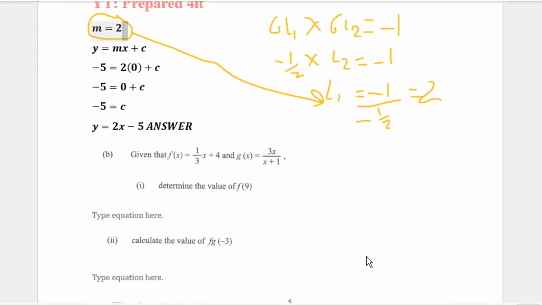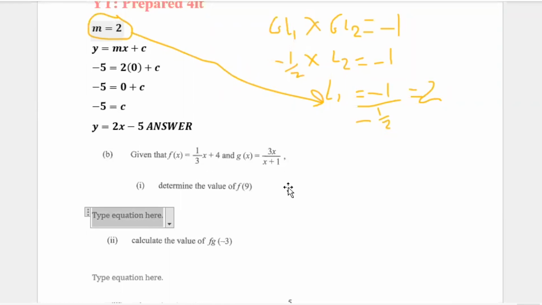And you'll see why, because this says, given that f of x is equal to 1/3 x plus 4 and g of x is equal to 3x being divided by x plus 1, they want us to determine the value of f of 9. So what this is telling us, in this function of f of x, everywhere that you see x, you will replace it with 9. So that is basically what function is doing here. That's why I say it's just an advanced form of substitution.